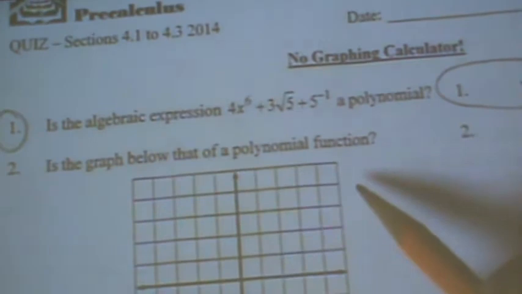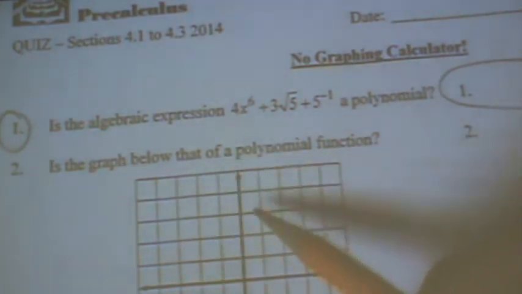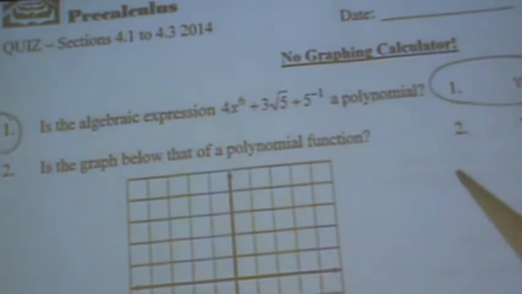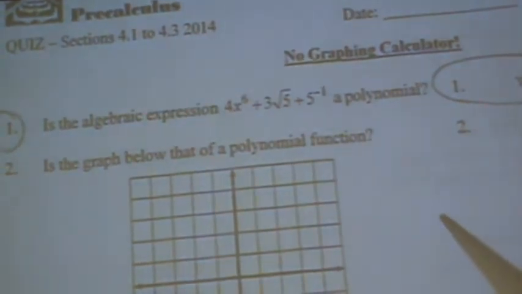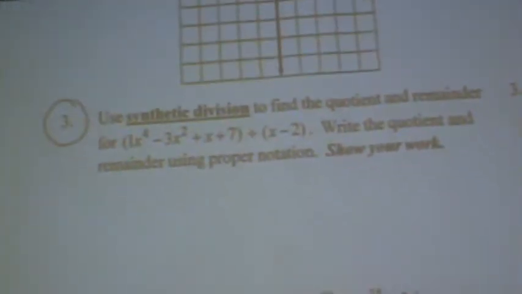Now, as far as the graph of a polynomial, what does a polynomial look like? It's smooth curves. It can't have any sharp corners. It can't have any breaks, corners, jumps. No straight line. It's all curves. Remember that? All right, next one. This is on your test.